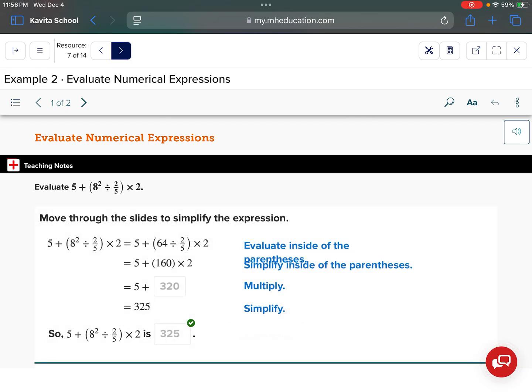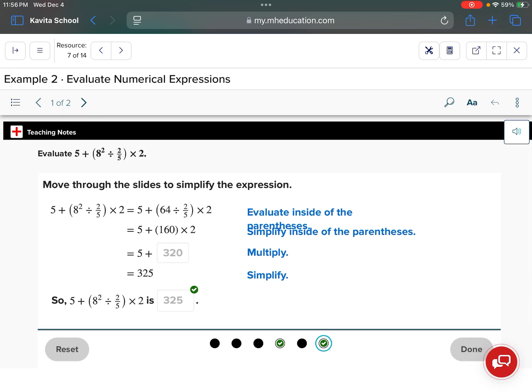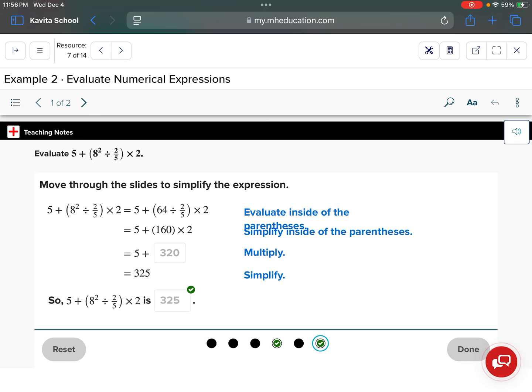Example 2 is to evaluate 5 plus 8 squared divided by 2/5 times 2. Now again, we're going to follow our order of operations. We evaluate inside the parentheses first, and within the parentheses again we have an expression. It's 8 squared divided by 2/5. So we're going to apply our PEMDAS rule. Parentheses, exponent, so we resolve the exponent inside the parentheses. So that gives us 5 plus 64 divided by 2/5 times 2.